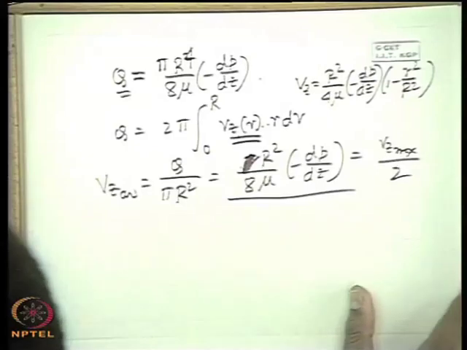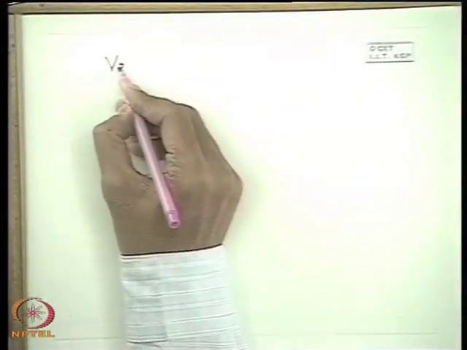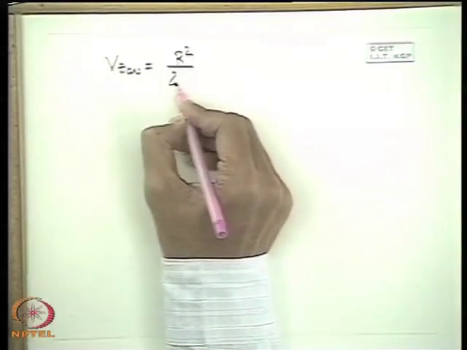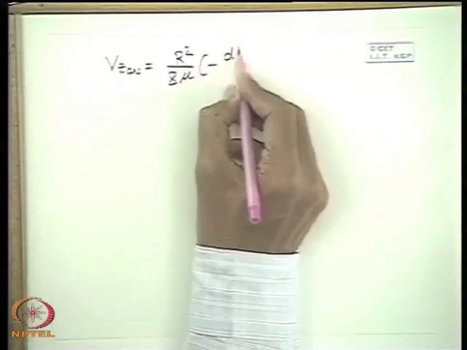All right. Vz average is R square by 8 mu, minus dp dz.